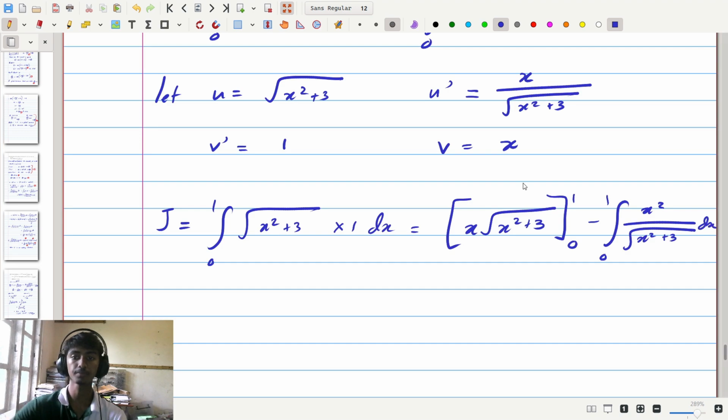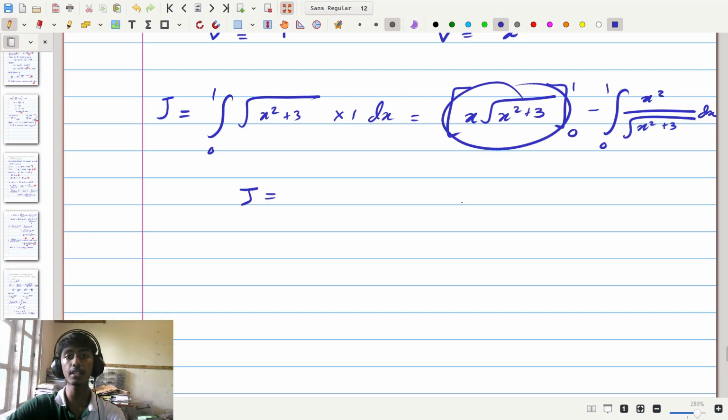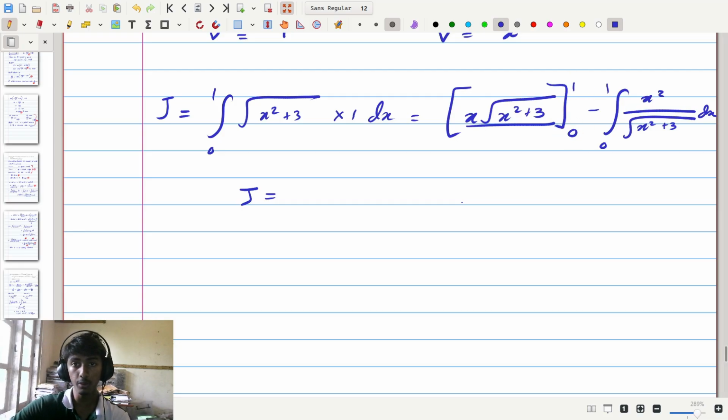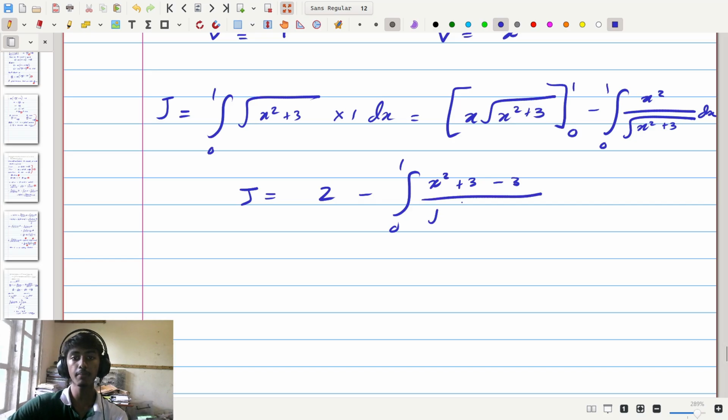So here we can see, if we evaluate, we have J being equal to x times the square root of x squared plus 3 from 0 to 1. When we have 0, this is going to be equal to 0, since the x at the front is going to be equal to 0. Cancelling that, if we take a look at the upper limit, which is 1, we have 1 times the square root of 1 plus 3, which is going to be equal to 2, and therefore we have 2 minus the integral from 0 up to 1 of x squared divided by this thing, which I'm going to do a little clever thing. I'm going to write this instead as x squared plus 3 minus 3, divided by the square root of x squared plus 3 dx.